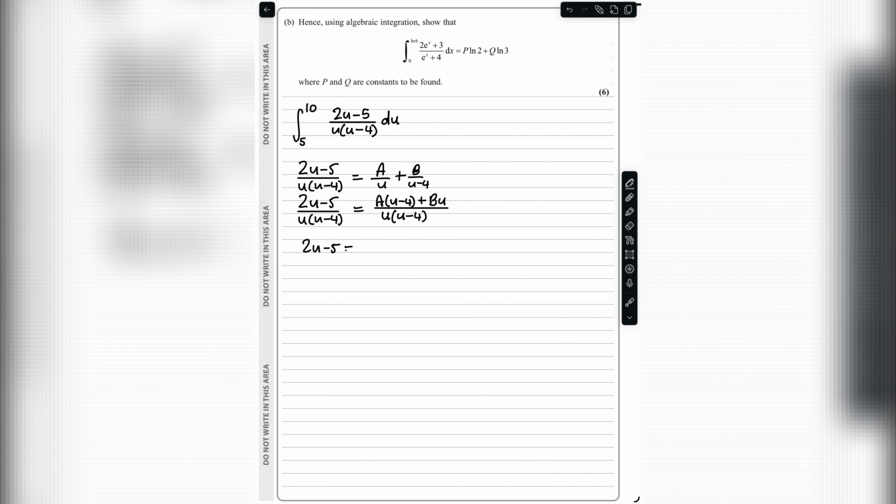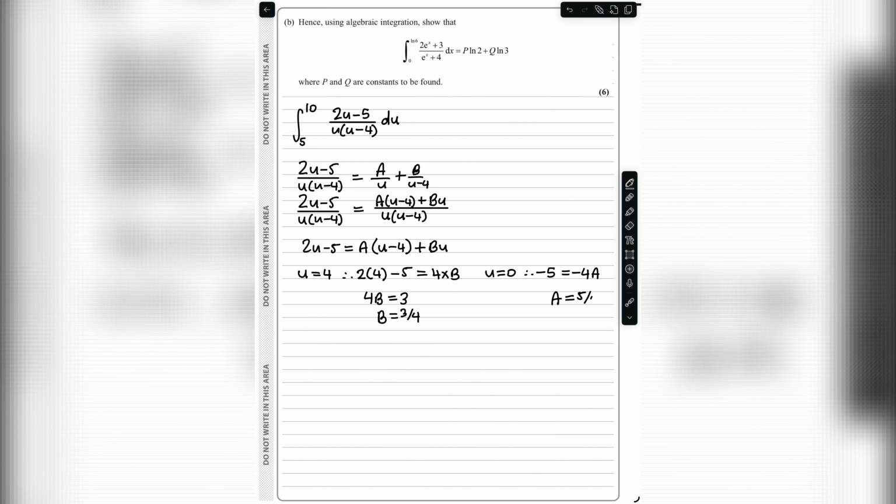So 2u minus 5 equals a multiplied by u minus 4 plus bu, and in order to determine a suitable value for a and b, we need to substitute a suitable value of u into this equation. So if I want to eliminate a, I can state that u equals 4. Therefore, I have 2 multiplied by 4 minus 5, and that will equal 4 times b. So 4b equals 3, therefore b equals 3 over 4. And when u equals 0, the left hand side simplifies to minus 5, and the right hand side becomes minus 4a. So a equals 5 over 4.